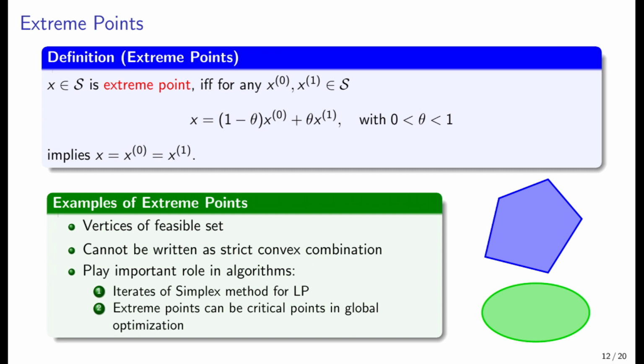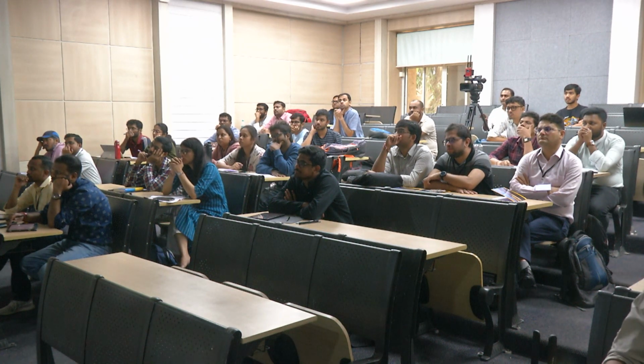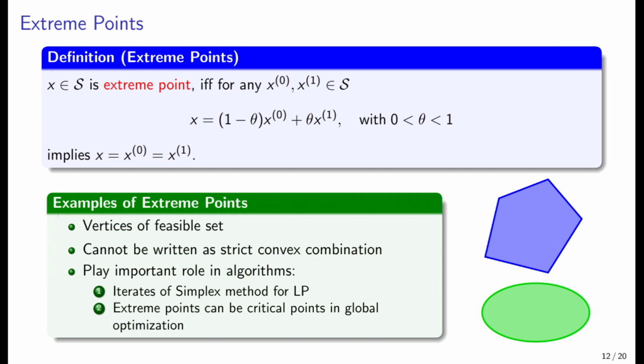Does anybody know what the extreme points are in this circular object? Sorry? There are infinitely many of them. Every point on the boundary is an extreme point. So extreme points are vertices of feasible sets. They cannot be written as strict convex combinations, and they're very important for algorithms.